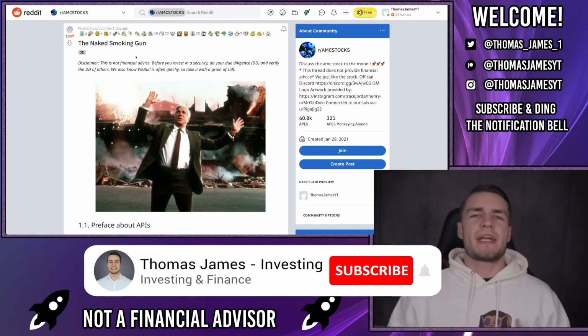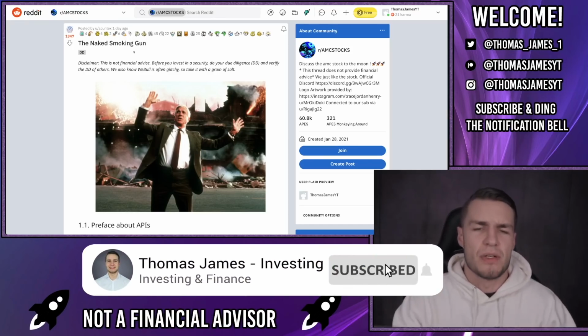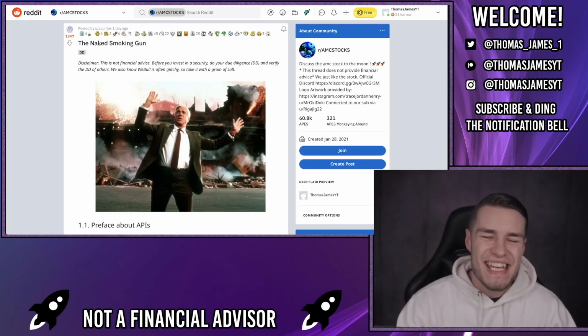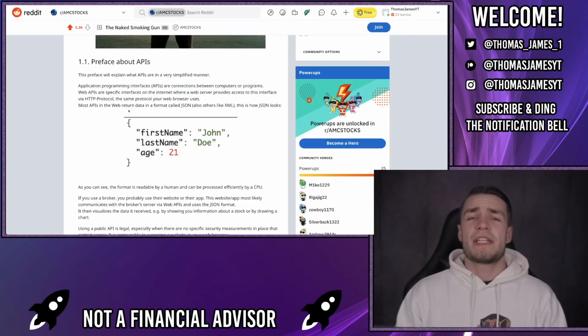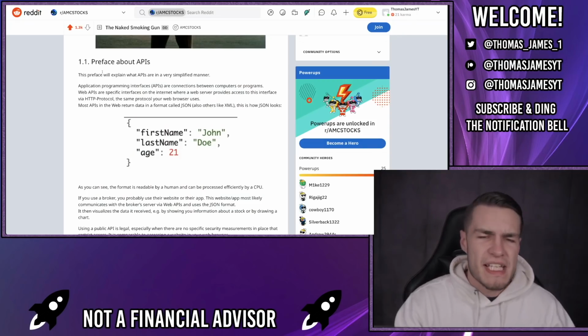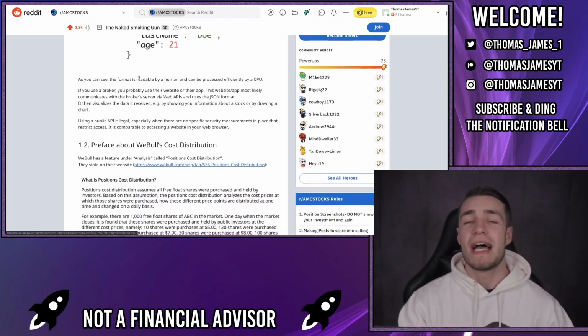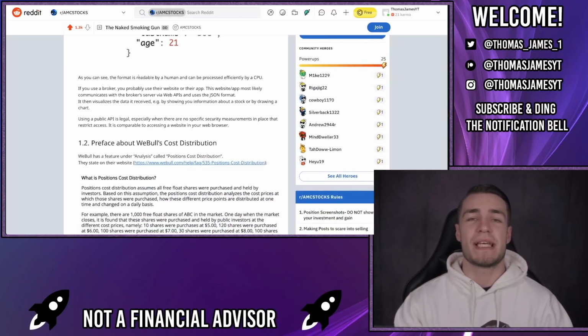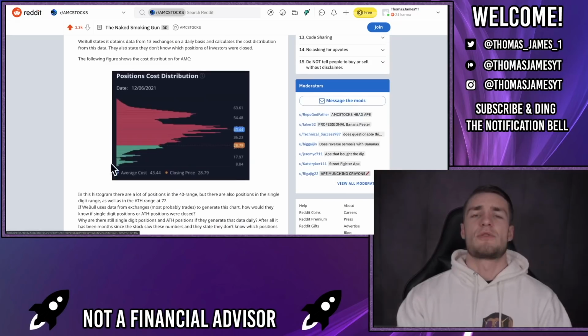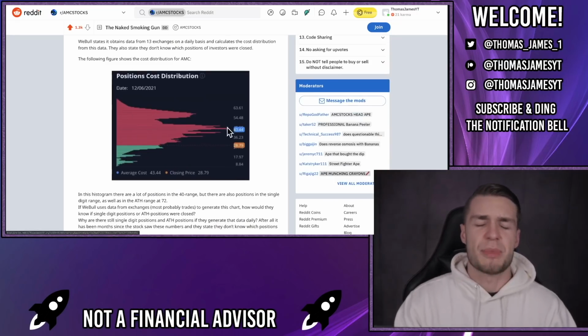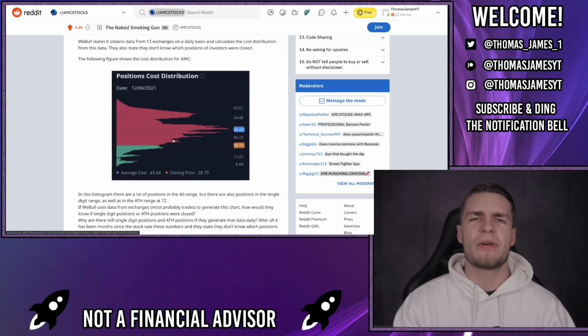And now I want to dive straight in with the key information. Suntex has titled this the naked smoking gun. Firstly, Suntex does a bit of an introduction and explains the preface about APIs, how an API works, and how an API can be used to obtain background data. He then also talks about Webull's position distribution and how this is supposedly calculated, and then how this is really calculated.